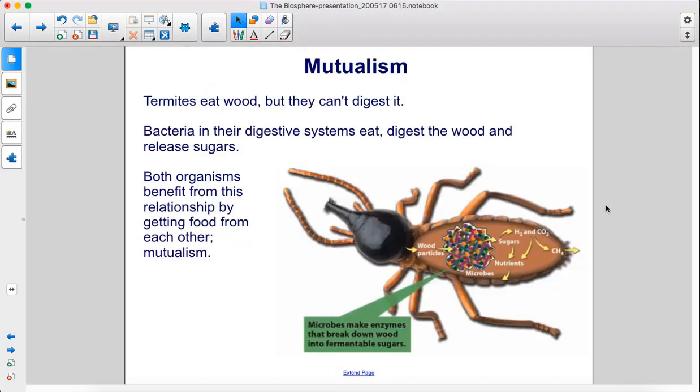Termites eat wood, but they can't digest it. Bacteria in their digestive systems eat, digest the wood, and release sugars. Both organisms benefit from this relationship by getting food from each other. Mutualism.